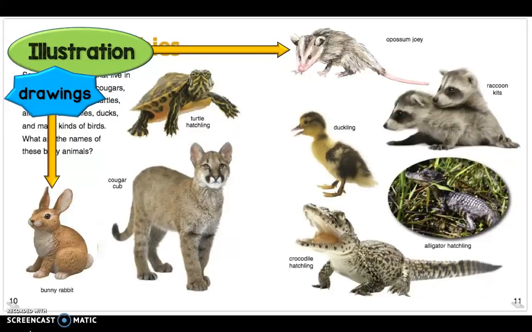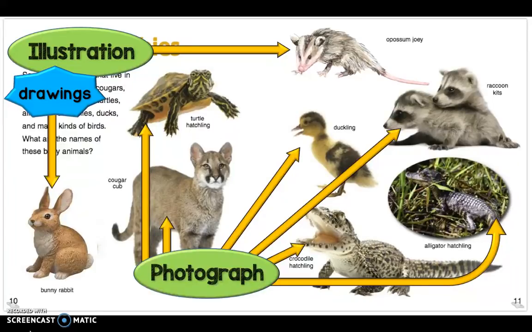Illustrations are drawings. You can definitely tell that someone used a pencil or some paint to draw these animals. All of the other pictures are photographs. These are pictures taken with a camera. They're real life. This is what the animals will look like in real life if you saw them with your very own eyes. You can tell from photographs and illustrations what the information looks like. So if this book is about babies, animal babies, all of these pictures are going to help you understand what they look like.